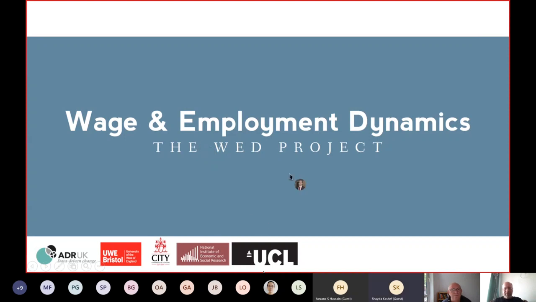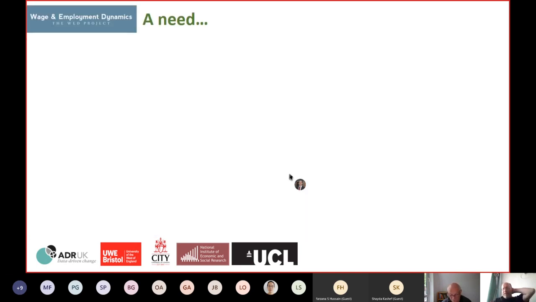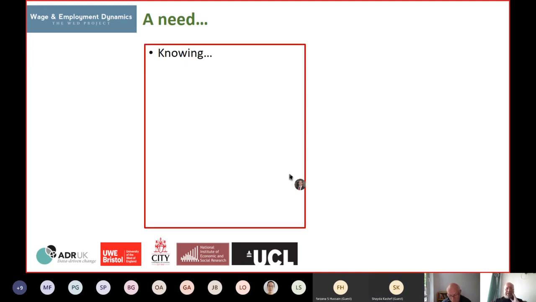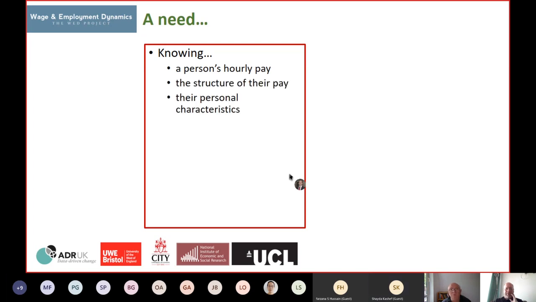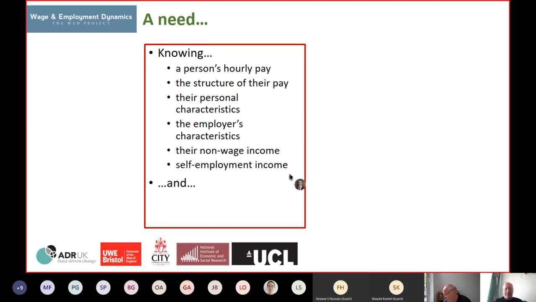So the Wage and Employment Dynamics project has been several years in gestation. It came partly through some discussions a few years ago, thinking: let's imagine that if we knew a person's hourly pay, the structure of their pay, personal characteristics, the employer, the non-wage income, self-employment income, and this for a lot of periods and how it changes over time, we can really do quite a lot with this.